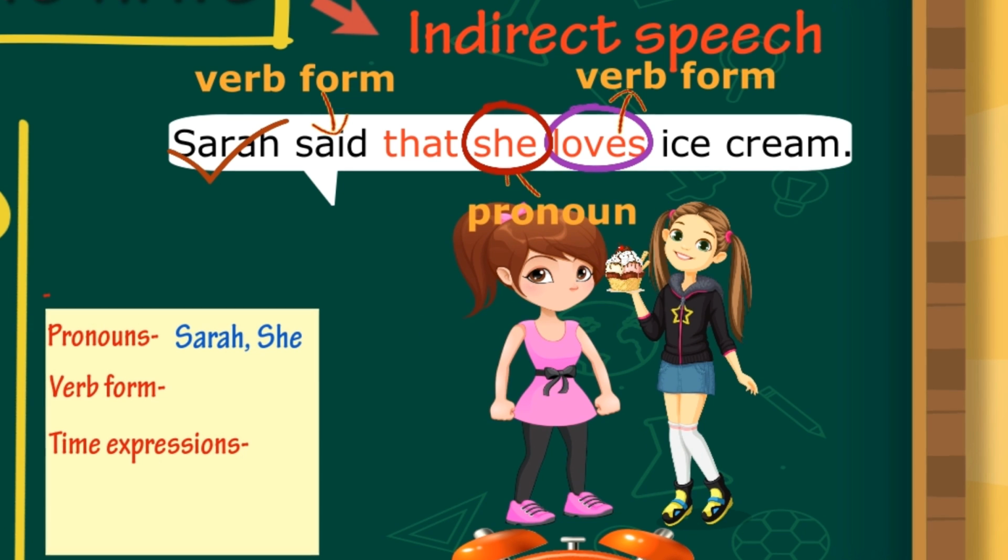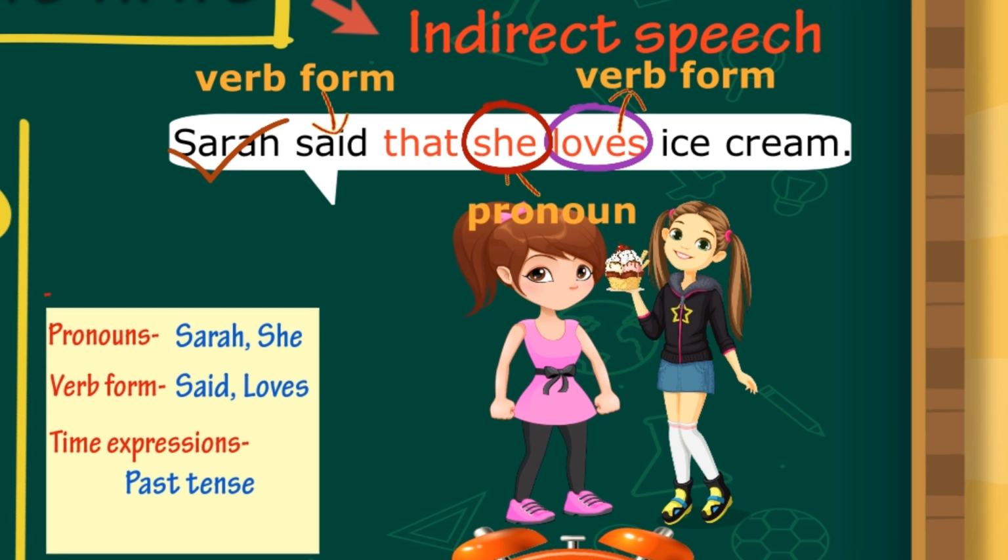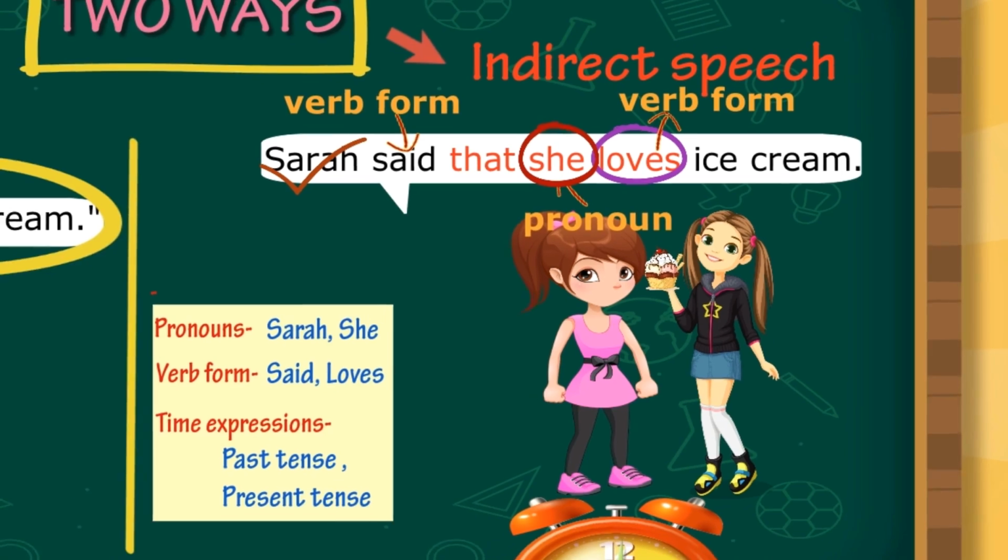Pronouns: Sarah, she. Verb forms: said, loves. Time expressions: past tense, indicated by the verb said, present tense, indicated by the verb loves.